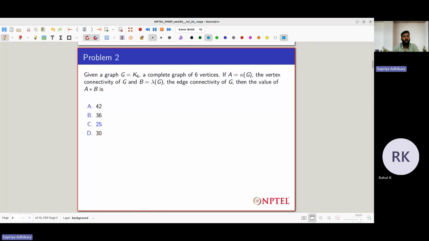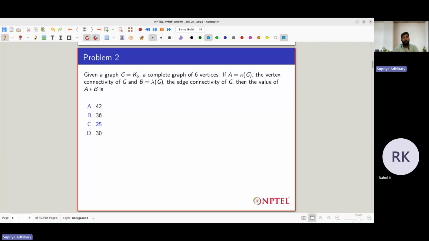Now we have problem 2. In problem 2, we are given a graph, which is basically the complete graph K6. And in this complete graph, it is given that A is equal to kappa of G, the vertex connectivity. Sorry, it's not K, it's kappa. So kappa of G is basically the vertex connectivity of the graph G, and lambda of G is given as the edge connectivity of the graph G. And we have to find A multiplied by B.